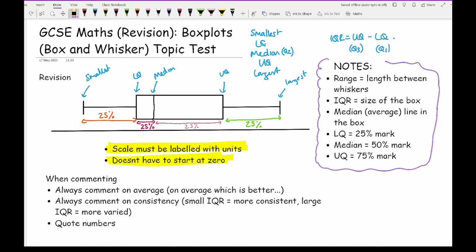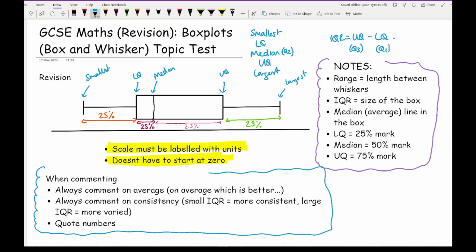Now the next thing we move on to is commenting. This usually applies when you have got 2 box plots. This usually comes in when you've got one drawn for you and you need to draw another one, or you draw one and then they give you data about another one. Now when commenting, you always want to focus on 2 bits. The first one is commenting on the average.